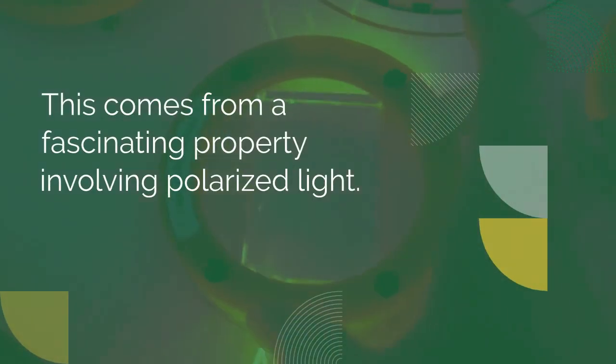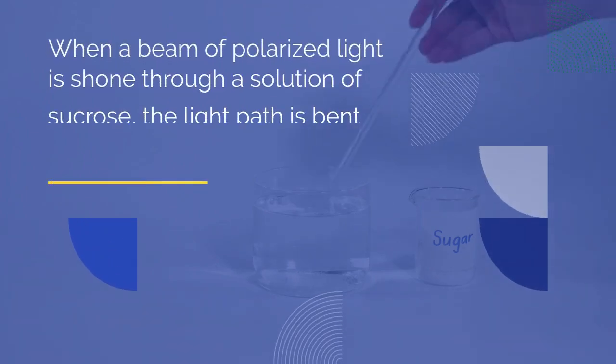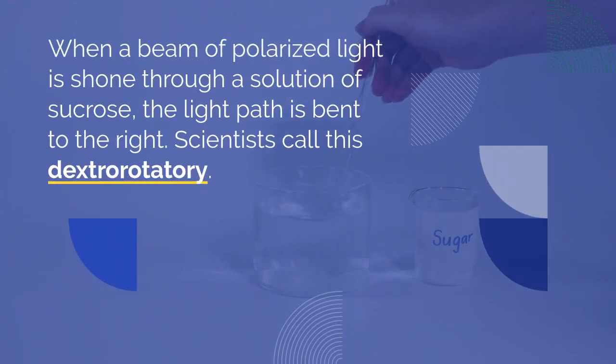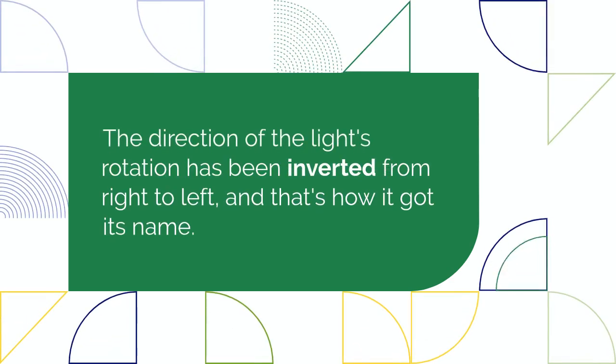Now for the really cool part, why is it called invert sugar? This comes from a fascinating property involving polarized light. When a beam of polarized light is shown through a solution of sucrose, the light path is bent to the right. Scientists call this dextrorotatory. However, when the same light is shown through the new mixture of glucose and fructose, the light path is bent to the left, or levorotatory. The direction of the light's rotation has been inverted from right to left, and that's how it got its name.